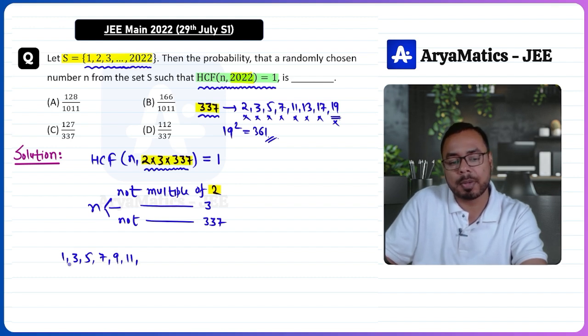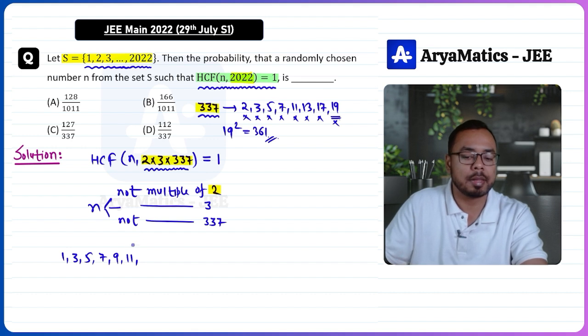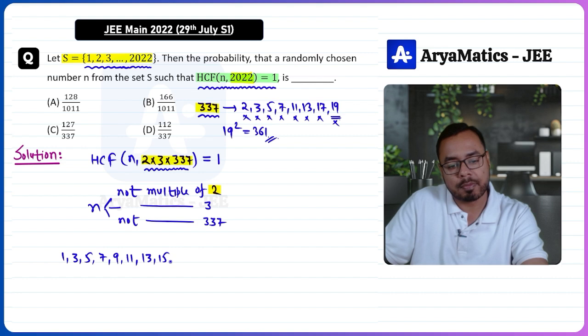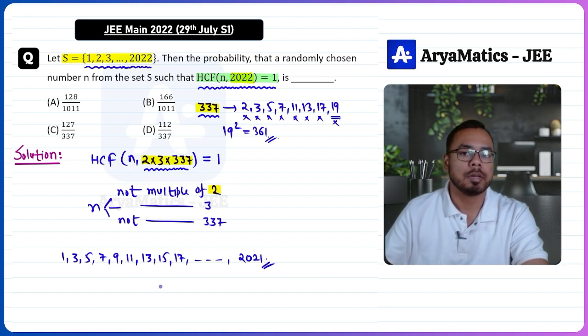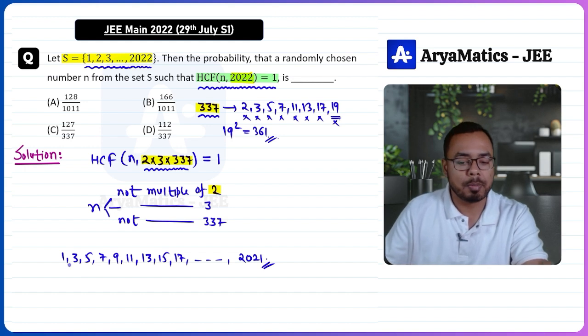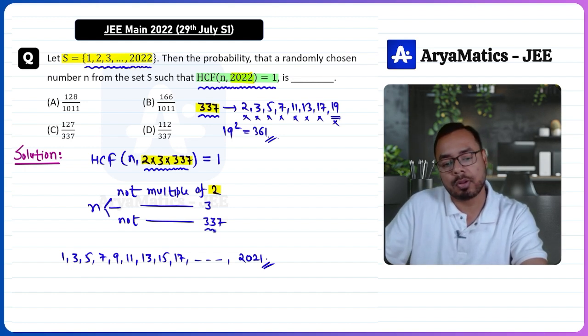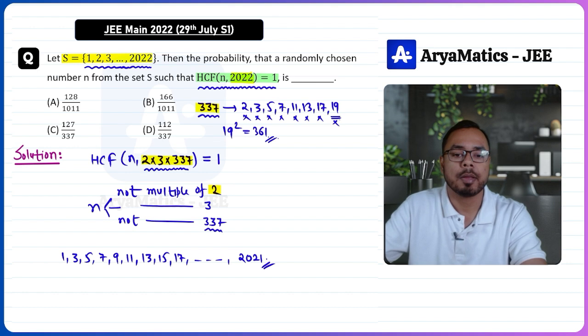I'll write just a few numbers so that you can see the pattern there, and then the calculation will be much easier. So next you have 13, then you have 15, right? And maybe I can write one more, 17. And in this manner, the last odd number is 2021. And remember, from here we have to remove multiples of 3, and we also need to remove multiples of 337.